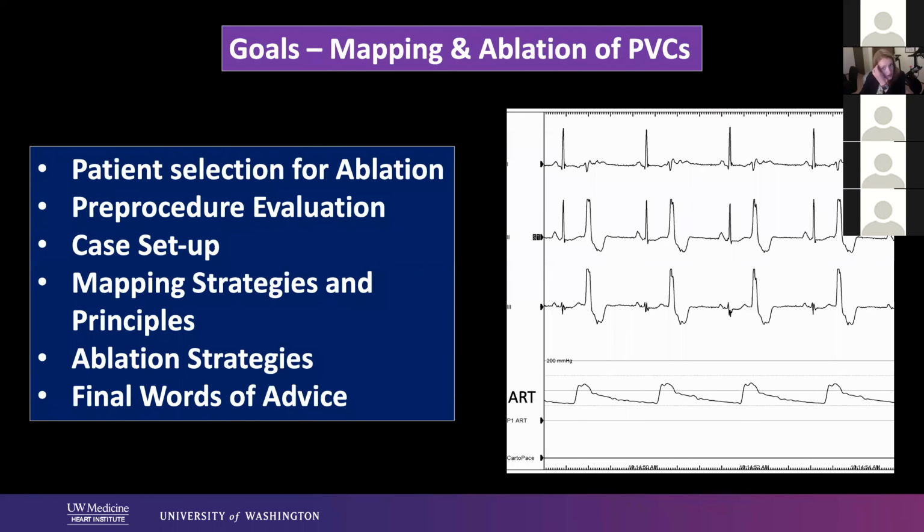So goals for this talk: mapping and ablation of PVCs, a really common procedure that you're going to do a lot, really regardless of where you end up practicing. Frequent PVCs are not a rare occurrence. So we'll talk about patient selection for ablation, how to maximize that, pre-procedural evaluation, how much testing a patient needs before they come to the EP lab, a little bit about case setup, and then mapping strategies and principles, as well as ablation strategies, and then some final words of advice.